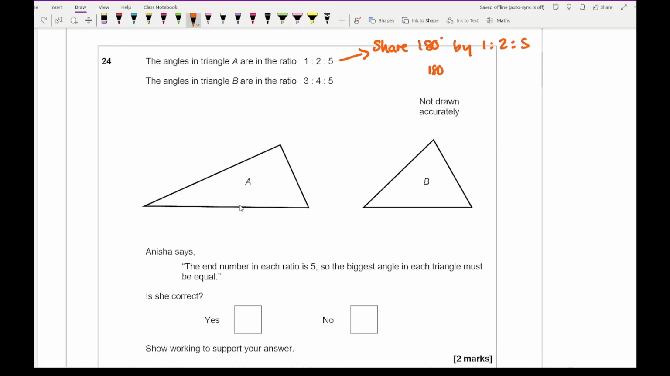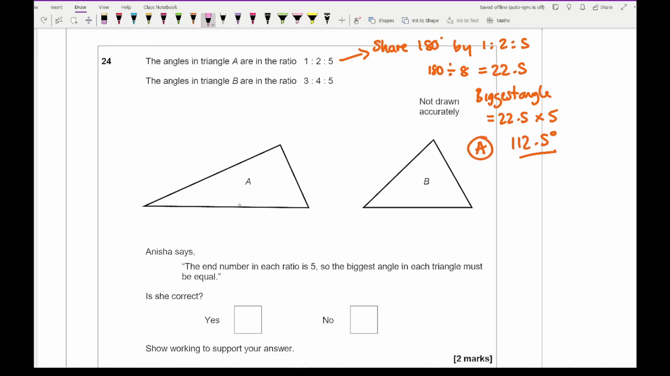I'm going to do 180 divided by 8, because there are 8 parts. If I type that into my calculator, 180 divided by 8 is 22.5. So the biggest angle is going to be 22.5 multiplied by 5, which is 112.5 degrees, and that's for triangle A.